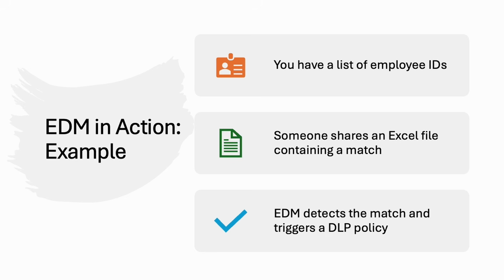Let's take one example. Let's say your HR system has a list of employee IDs, and someone tries to mail a file containing one of those exact IDs outside the company. In that case, EDM will detect it and can block the message, notify you as an admin, or completely encrypt the file, depending on what policy you have enabled or associated with it.